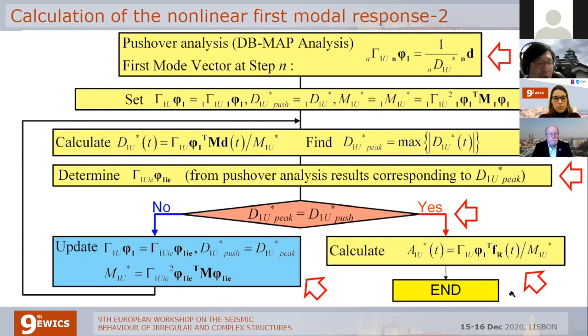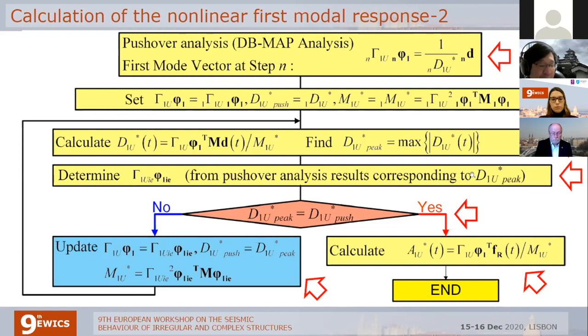From the nonlinear time history analysis result, the nonlinear first mode response is calculated according to this flow. First, the pushover analysis is carried out. Next, the first mode vector and effective mass is initialized. The equivalent displacement is calculated based on the assumed properties, then the peak value is found. Next, the first mode vector corresponding to the peak value is determined from the pushover analysis.